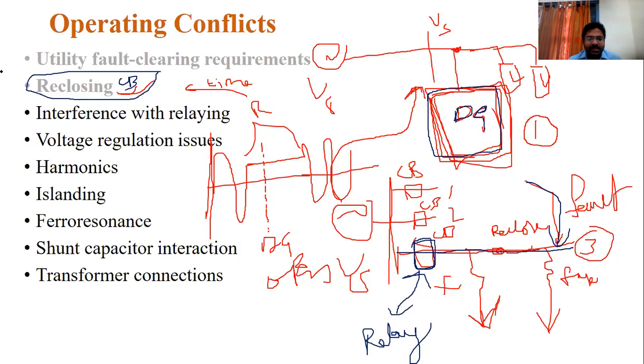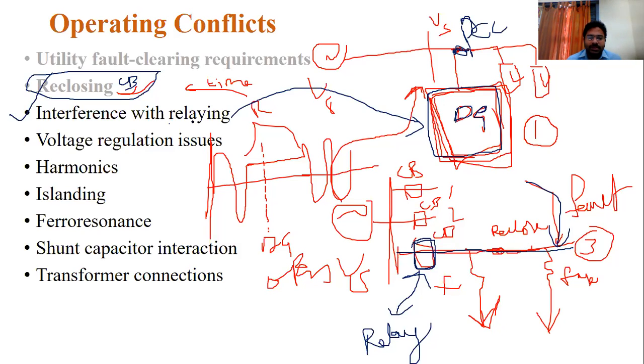Okay, so now see our third topic in operating conflicts: interference with the relaying. Whenever you connect this DG to a feeder, or any distribution system, how will the relaying behave in that system? So what is the operating conflict of this relay? Whether the relay will work thoroughly, or whether it will get any problems while interfacing our DGs to this feeder or PCC. You can also call it the point of contact.